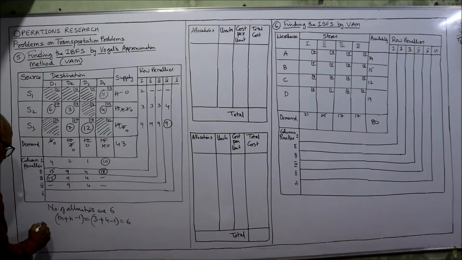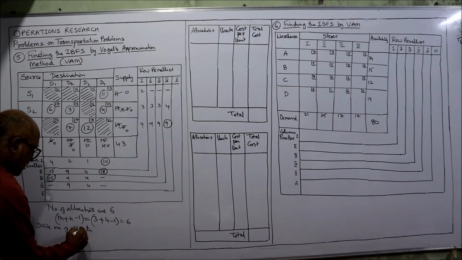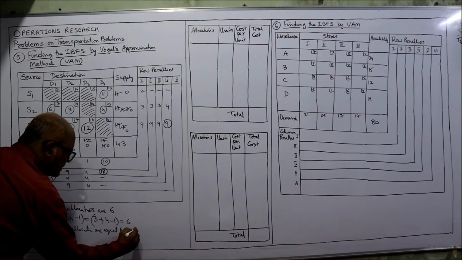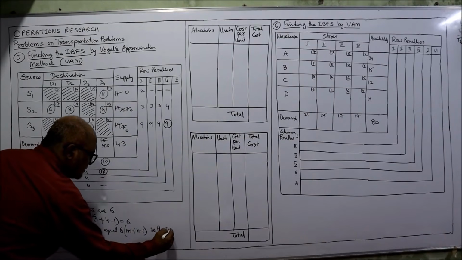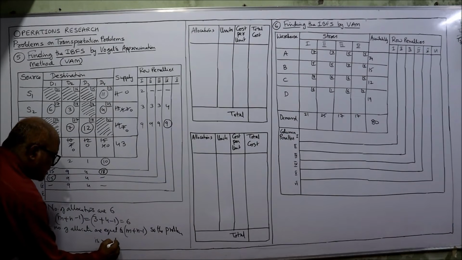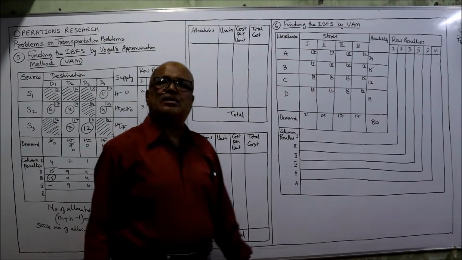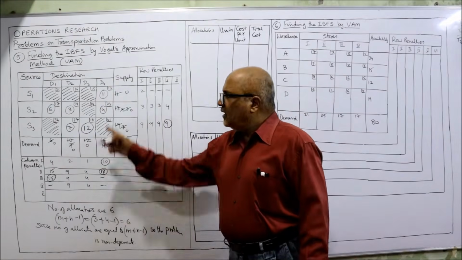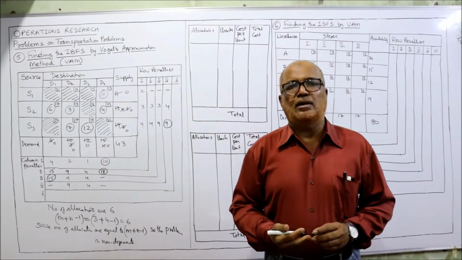Since the number of allocations is equal to m plus n minus 1, the problem is non-degenerate. It is called a non-degenerate, feasible problem. We can proceed, we can go ahead. Right? This is the end of this IBFS. Now we'll find out the total cost.